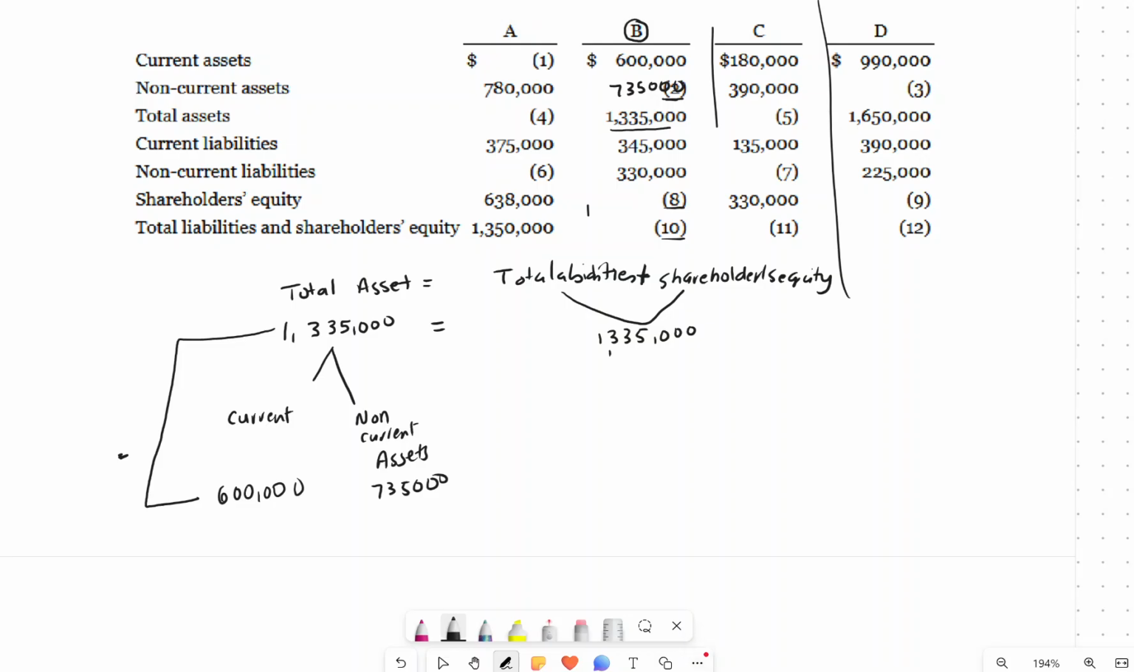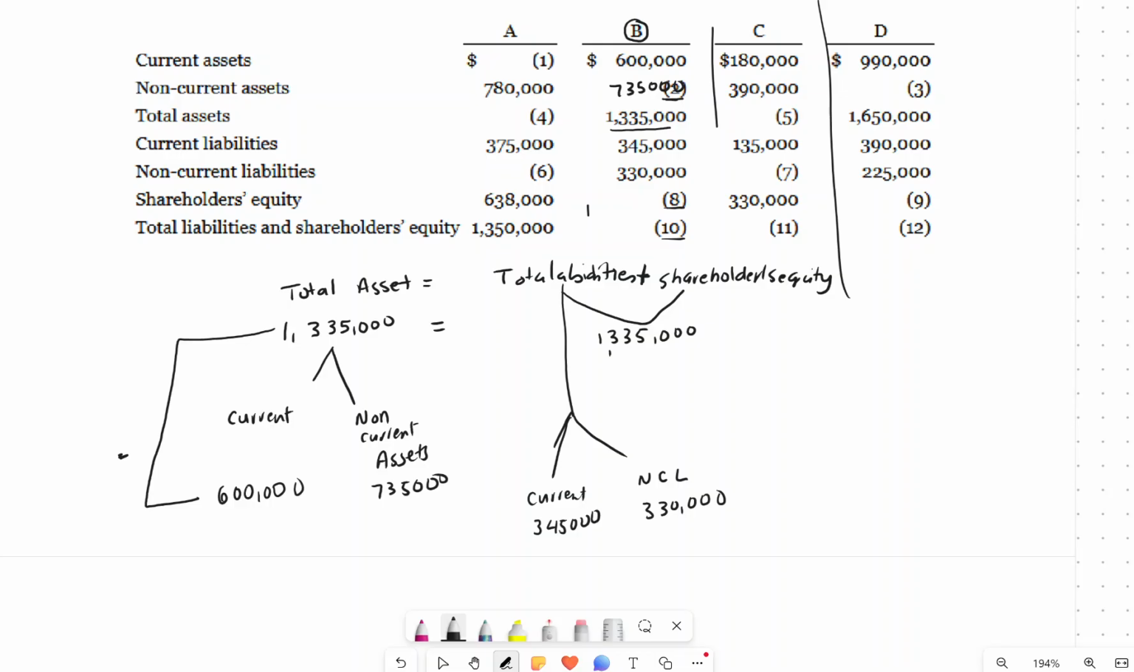Now we're going to go further. They also told us my current liabilities and my non-current liabilities. My current liabilities is 345. My non-current liability is 330. If I add both numbers, what is that going to give me? It's going to give me the total liabilities. And what are your total liabilities?